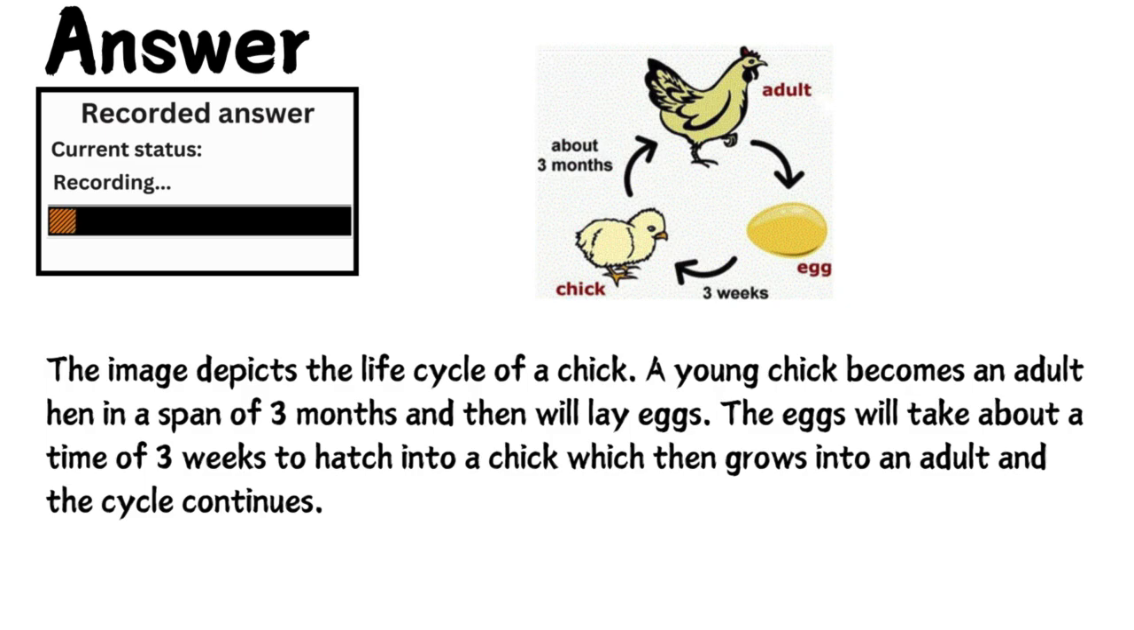The image depicts the life cycle of a chick. A young chick becomes an adult hen in a span of 3 months and then will lay eggs. The eggs will take about a time of 3 weeks to hatch into a chick, which then grows into an adult, and the cycle continues.